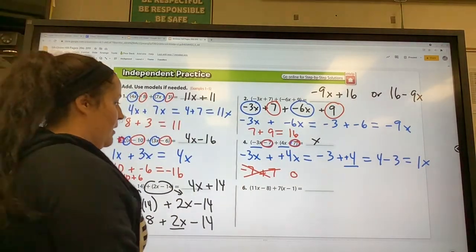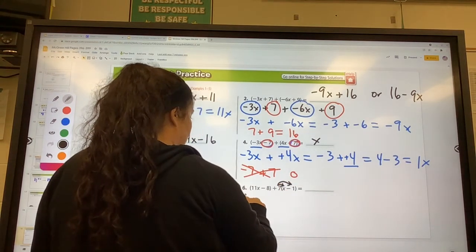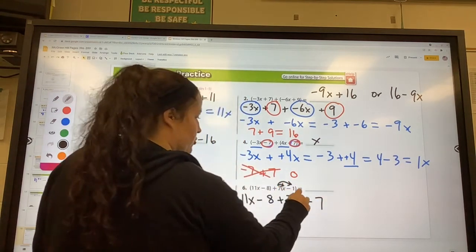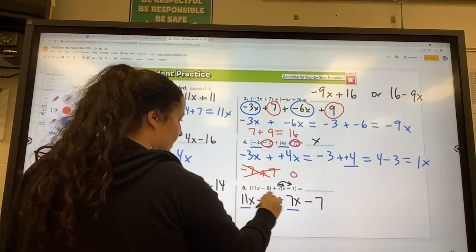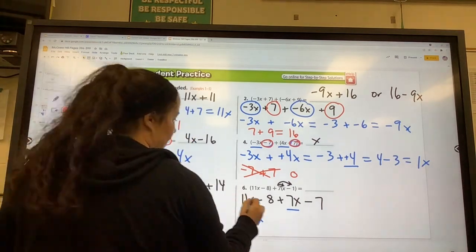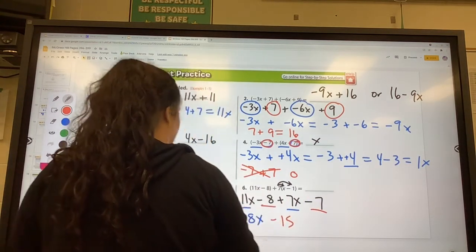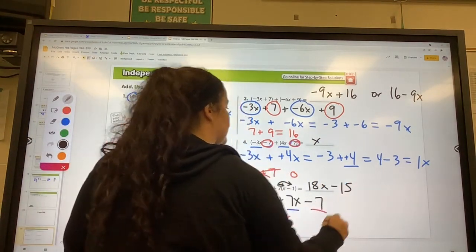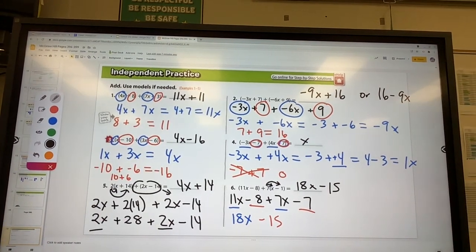Last but not least, following distributive property, right? Don't forget that. This becomes 11x minus 8 plus 7x minus 7, right? Combining my x terms, 11x plus 7x, that'd be 18x. Combine my other terms, negative 8 and negative 7 is negative 15. So it's 18x minus 15. Double check that. You can go through this step by step a little bit slower if you want to double check.